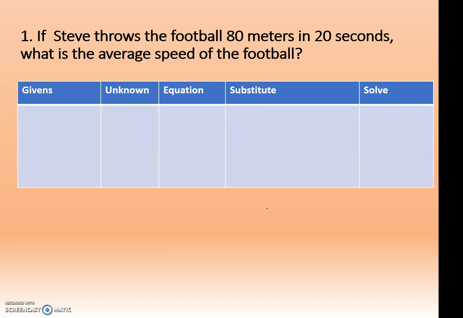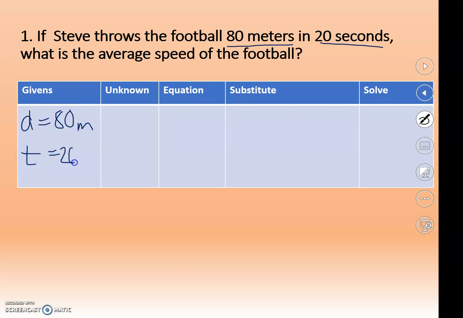So givens, things that the problem tells you. So we know 80 meters, we know 20 seconds. Well, hopefully you're thinking, oh, distance. Distance is the 80 meters. And of course, time will be the 20 seconds. So make sure you're labeling what you're given. D equals, distance is equal to the 80 meters. Time, T equals 20 seconds. Unknown, we are looking for the average speed. So speed is what we're looking for.